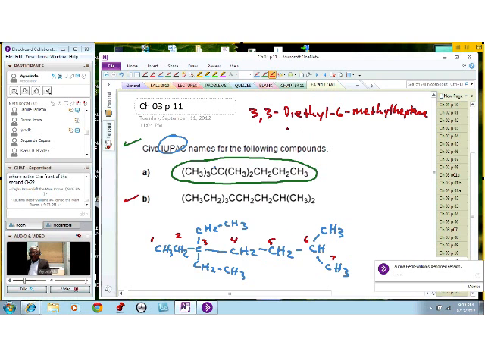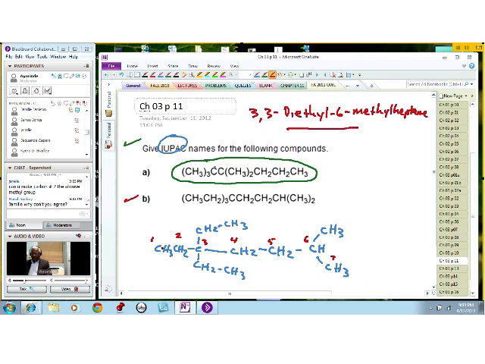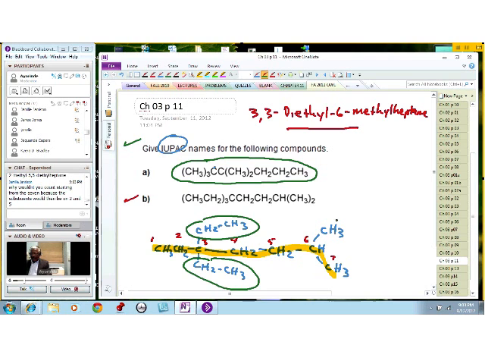Anyway, this is the name of this structure right here: 3,3-diethyl 6-methyl heptane, because you have two ethyl groups attached to this carbon here. This is the longest carbon chain, which is 7, and of course these are the branches. This here, and this here, and this here. So you have 3 branches.